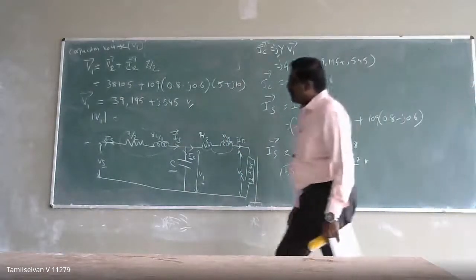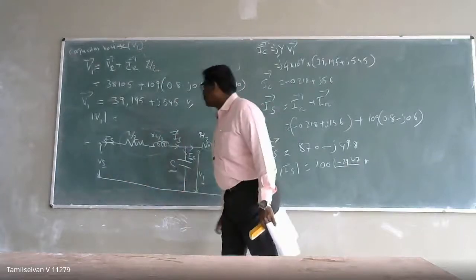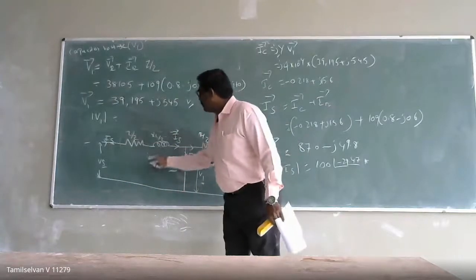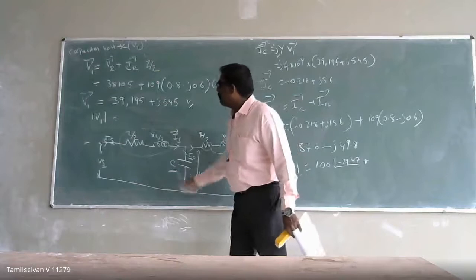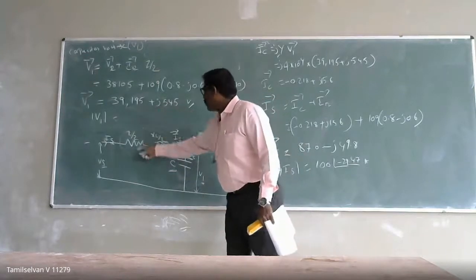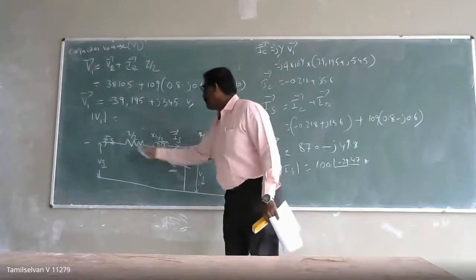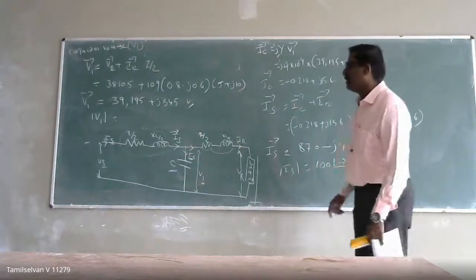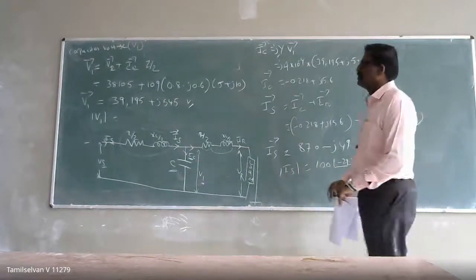Now I have to calculate the Vs. What is my Vs? The drop across this impedance section plus V1. V1 I have calculated here. The drop across this section means the current into this impedance.